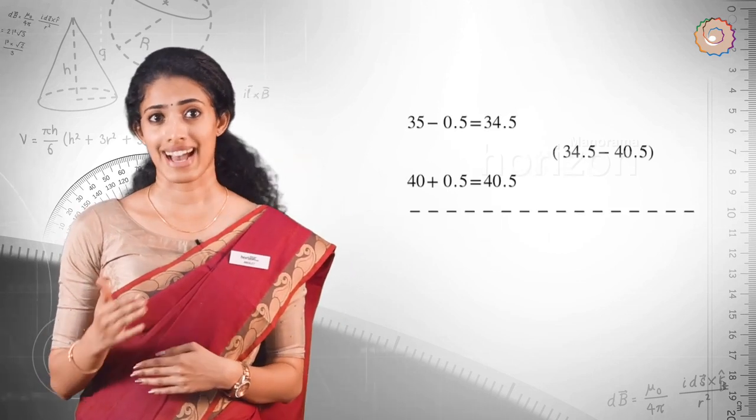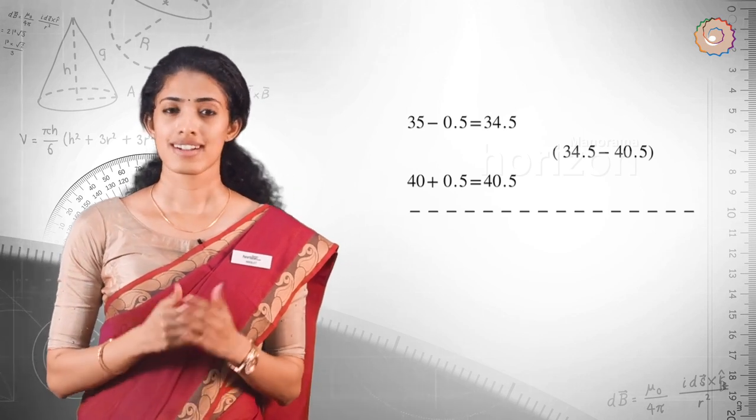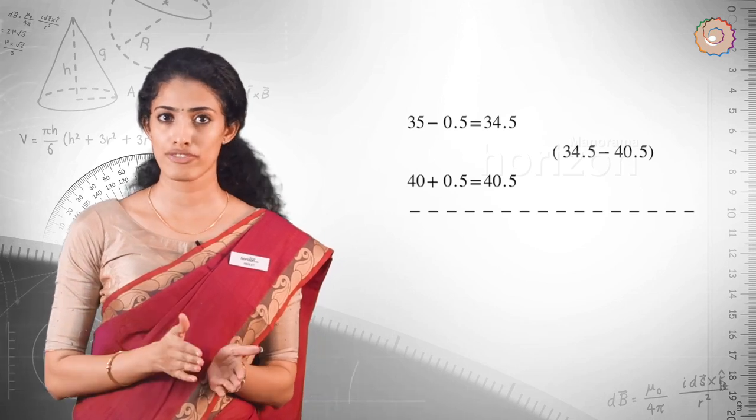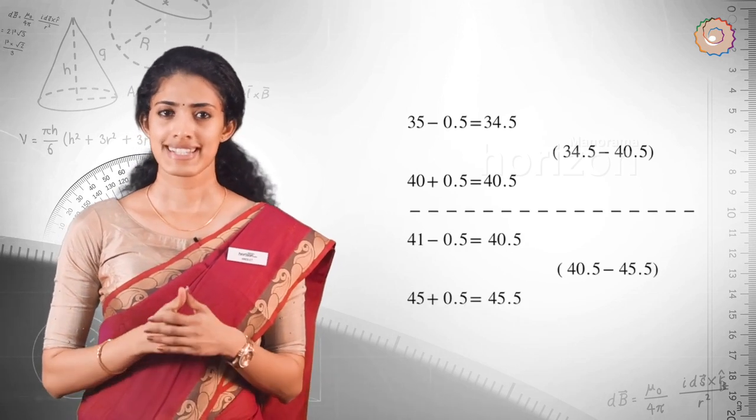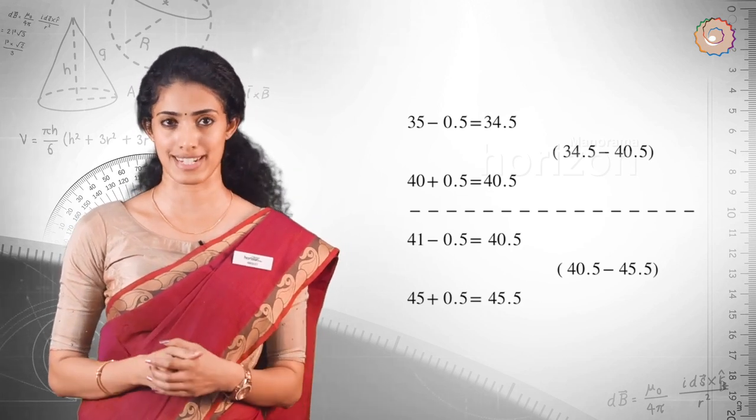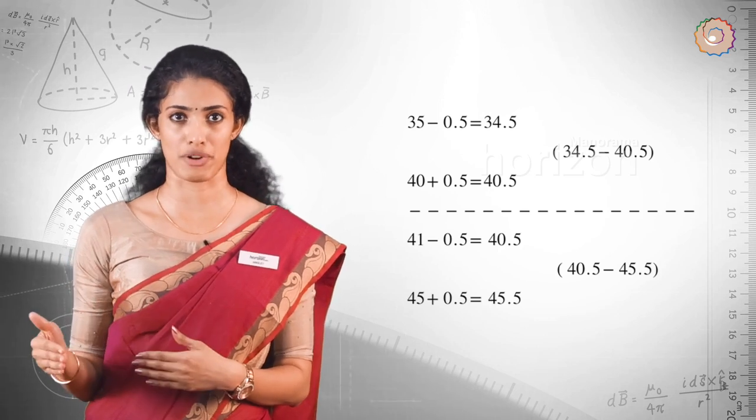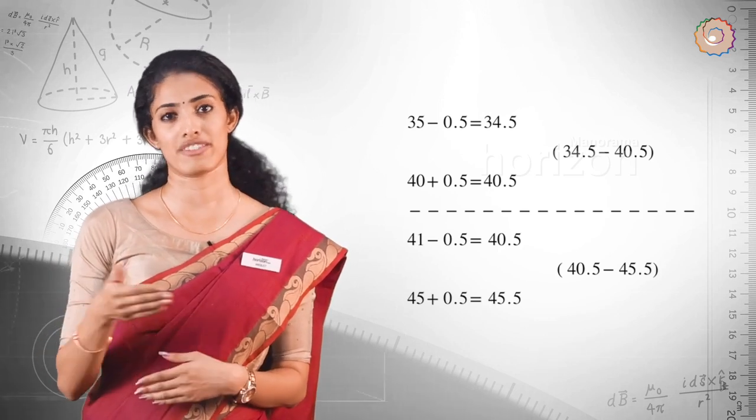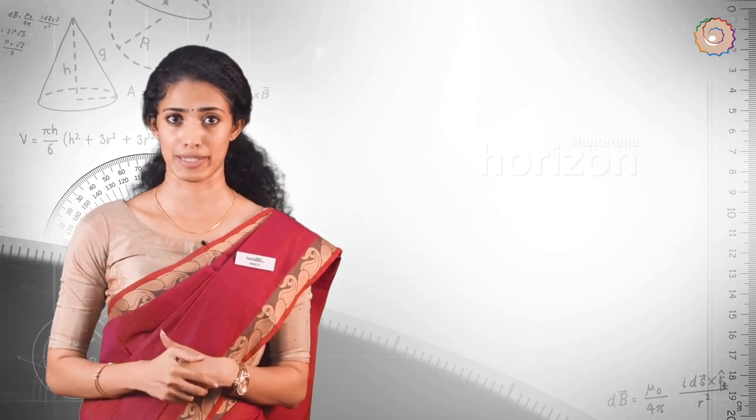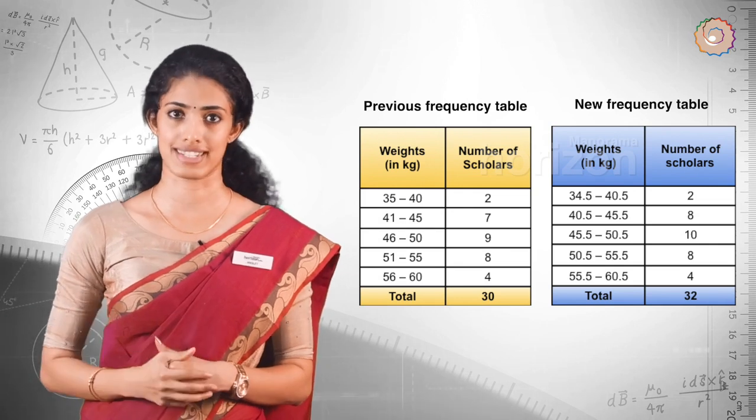Now we subtract and add it to each of the class intervals to obtain a new class interval. That is 35 minus 0.5 to 40 plus 0.5, we obtain 34.5 to 40.5. Similarly, for the second class interval, that is 41 minus 0.5 to 45 plus 0.5, we obtain 40.5 to 45.5. The same applies to the other classes as well. So the newly introduced frequency distribution table looks like this.